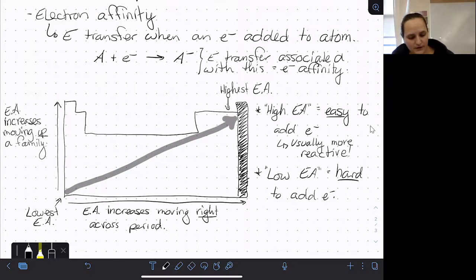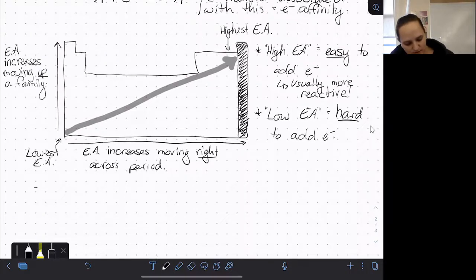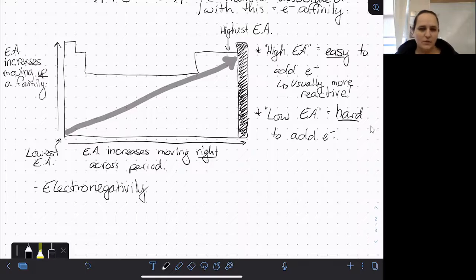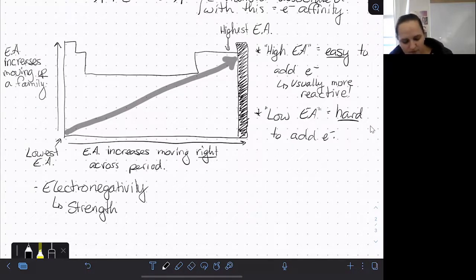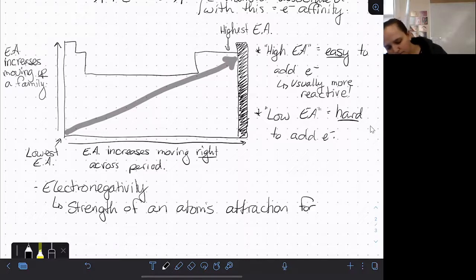And our last periodic trend is what's known as electronegativity. So this is something that, again, we're going to come back to a lot more in later units, that I like to introduce now with the periodic trends, but it's not going to be super important to us until we get more into bonding. So electronegativity is defined as the strength of an atom's attraction for electrons in chemical bonds.